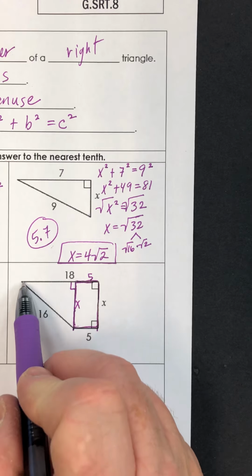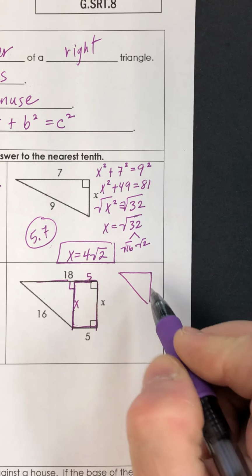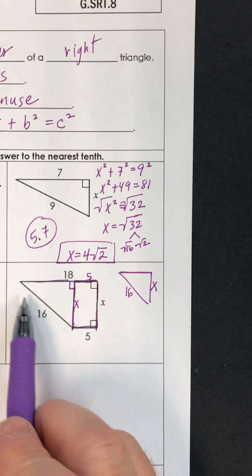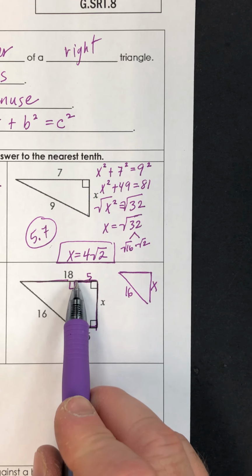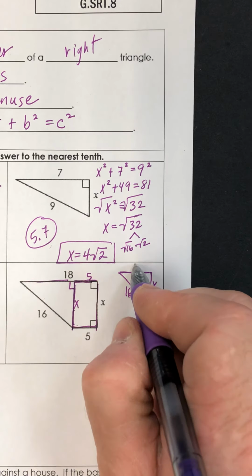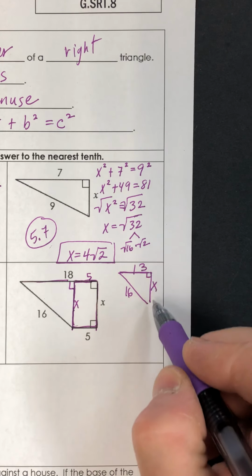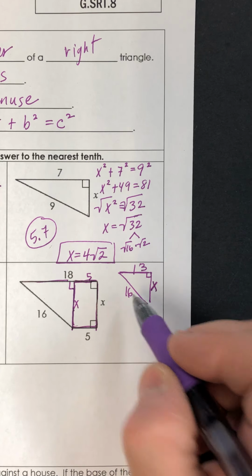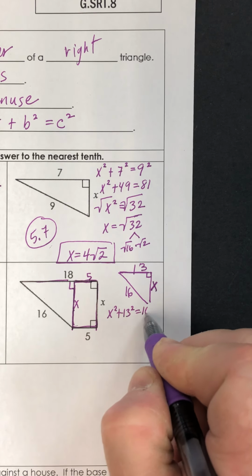Well, in the right triangle, let's draw the right triangle now. I have x, I have 16, and what is this length? Well, the whole thing is 18. So I already have 5 there, so what's left? That's going to be 13. Okay, so there's my right triangle. So x, 13, and 16 is the hypotenuse.